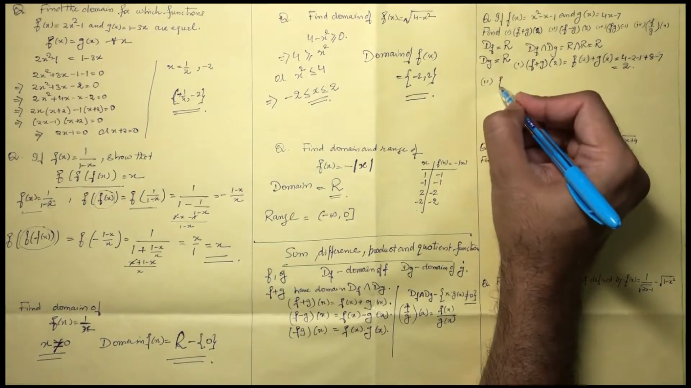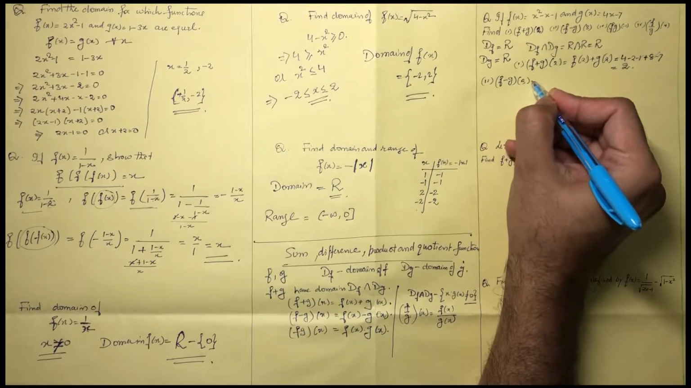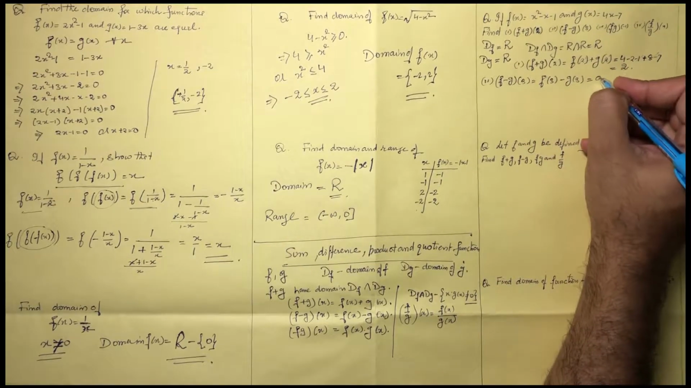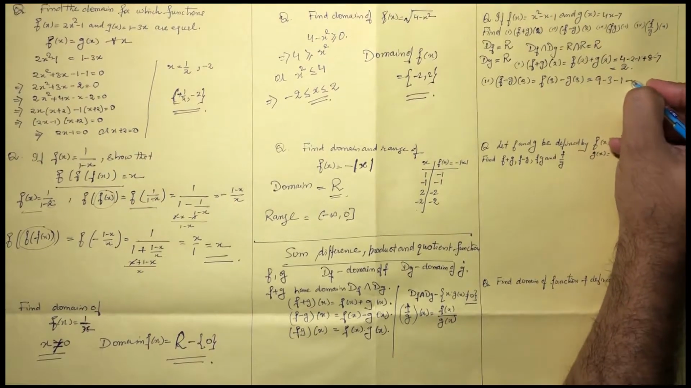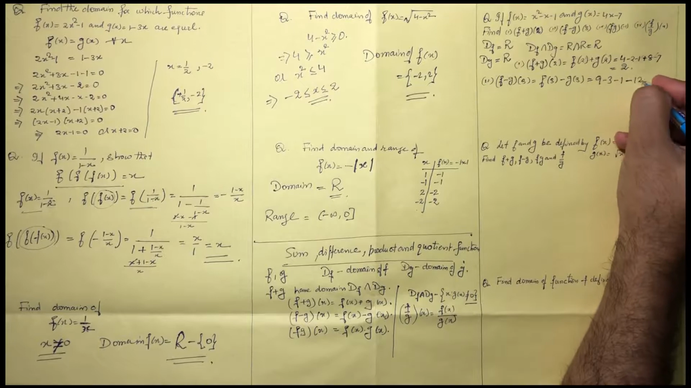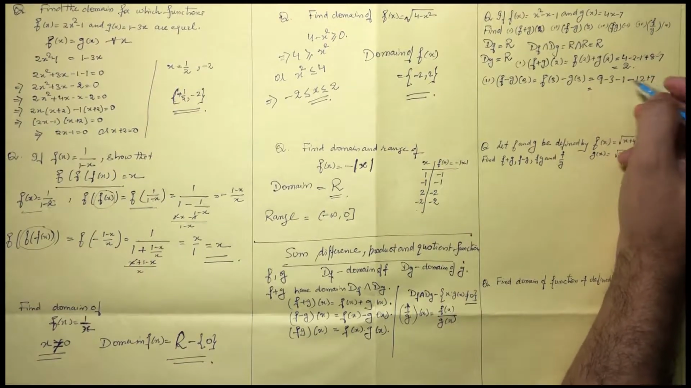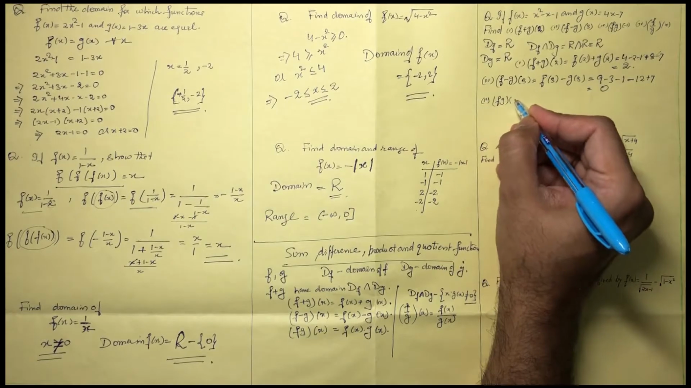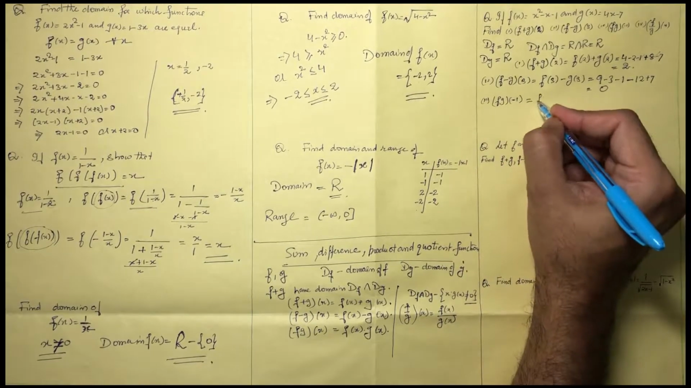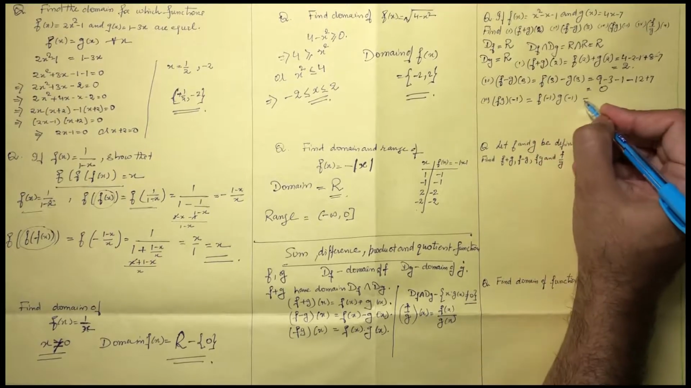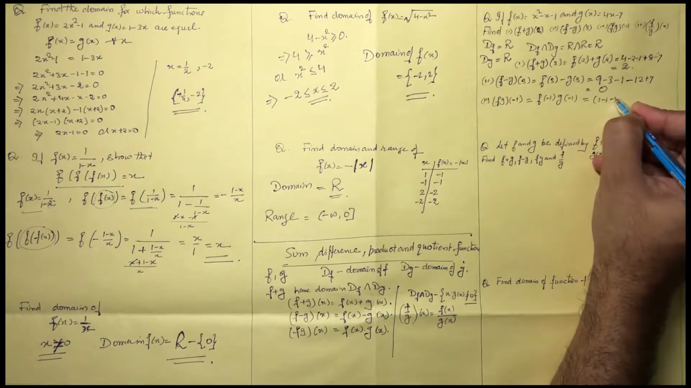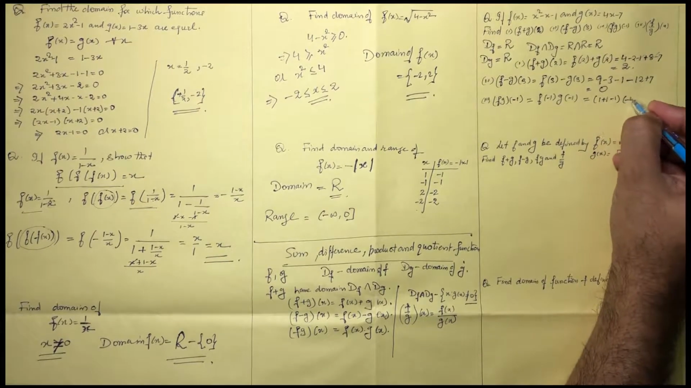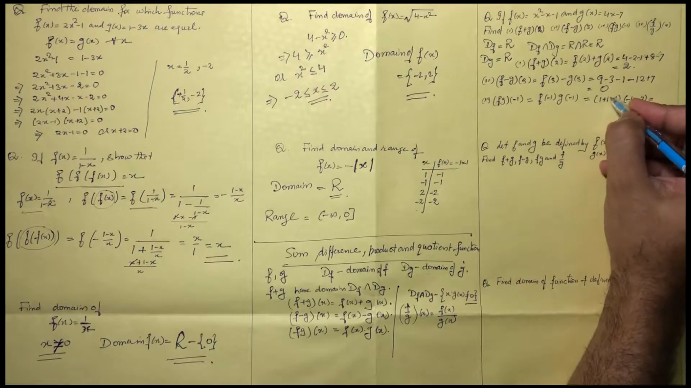Second part, (f minus g)(3), that is f(3) minus g(3). So, 3 square 9 minus 3 minus 1 minus, 3 fours are 12, plus 7. 9 and 7, 16, minus 16, this is 0. Third part, (fg)(minus 1) is equal to f(minus 1) into g(minus 1). So, when we put minus 1, this will become plus 1 and here minus 4 minus 7. So, this will cancel, minus 11.